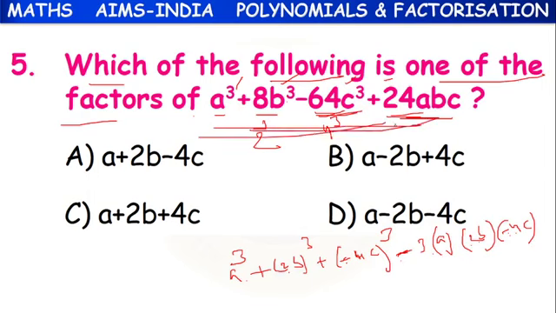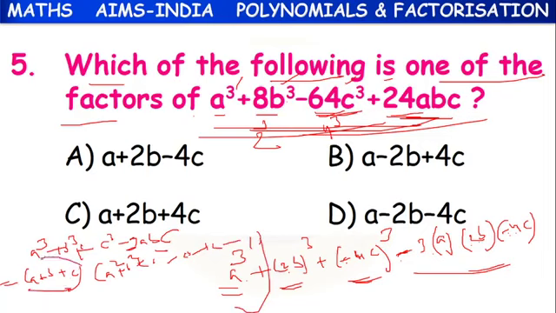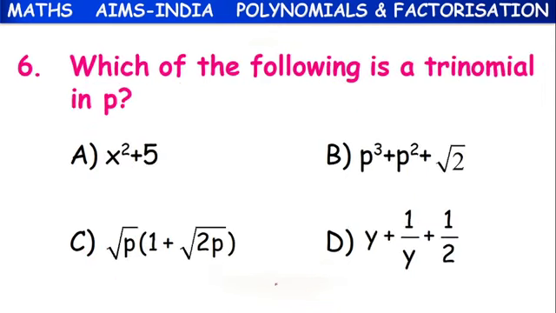Means the given expression is in the form of a cube plus b cube plus c cube minus 3abc. So the formula of a cube plus b cube plus c cube minus 3abc equals a plus b plus c into a square plus b square plus c square minus ab minus bc minus ca, like that it will come. Means a plus b plus c is a factor. So that's why a plus b plus c is a factor for this.